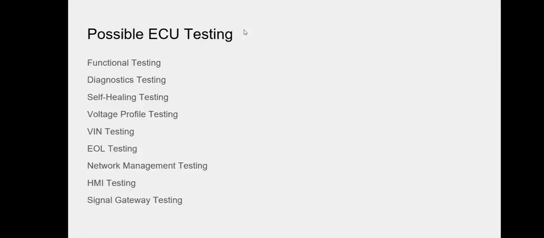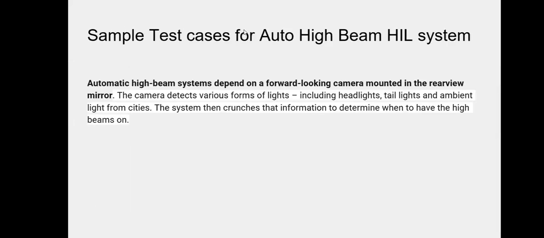And next, possible ECU testing. What is possible? We can do functional testing, diagnostic testing, self healing, voltage profiling, and VIN, meaning vehicle integration, and EOL, meaning end of line testing, network management, HMI testing, signal gateway testing. So there are different types of testing, and all the testing we can do in dSPACE. Till now, what we understood is the hardware and software tools of dSPACE, right?